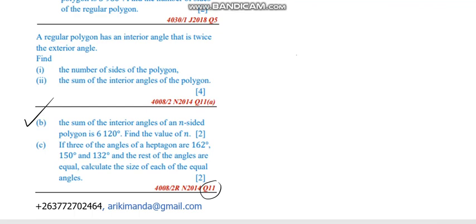Take note, we are going to make use of the formula n minus 2 multiplied by 180 degrees. This is a formula that is used to calculate the total of all interior angles of a polygon. This gives us the total number of degrees inside a polygon.